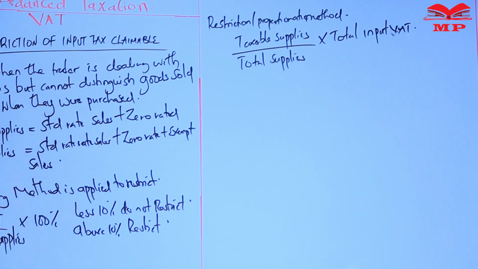And I've said that when you get exempt over the total supplies and multiply by 100, if it's less than 10%, you do not restrict. Above 10%, we restrict. And how do we restrict? Under the proportionate method, taxable supplies, which is the zero rate plus the standard rate, over the total supplies, which is standard rate, zero rate plus exempt, times the total input VAT.